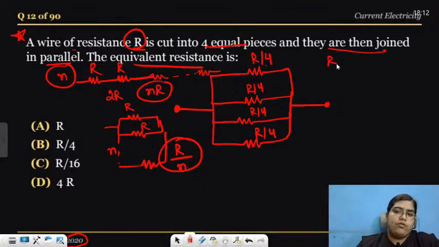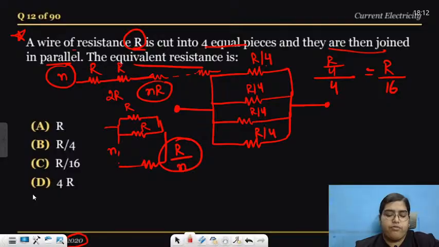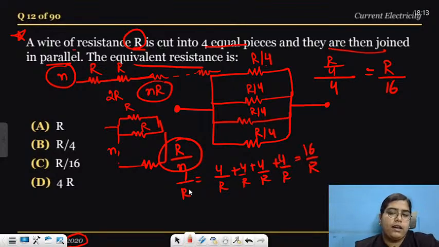One resistor is R by 4 and I have 4 such resistors. So R by 4 divided by 4, the resistance now becomes R by 16. If you are not able to memorize the formula, you can simply use the longer method. 1 by R equivalent is 4 by R plus 4 by R plus 4 by R plus 4 by R, the reciprocal of resistance. So this becomes 16 by R, and taking the reciprocal, the equivalent resistance is R by 16, option number C. I hope this is clear.